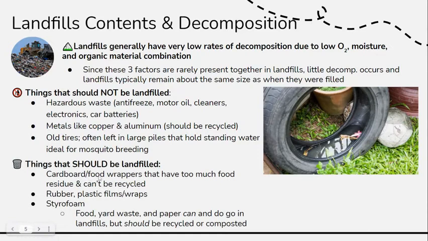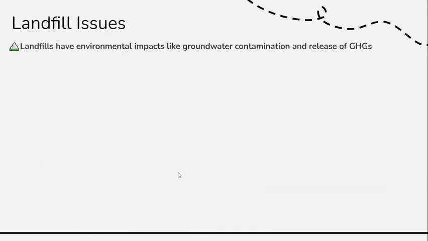Things that should be landfilled: cardboard, food wrappers that have too much food residue and can't be recycled. You can't just recycle pizza boxes that are covered in cheese, right? Rubber, plastic films and wraps, and styrofoam. Food, yard waste, and paper can go in the landfills, but should be recycled and/or composted, okay?